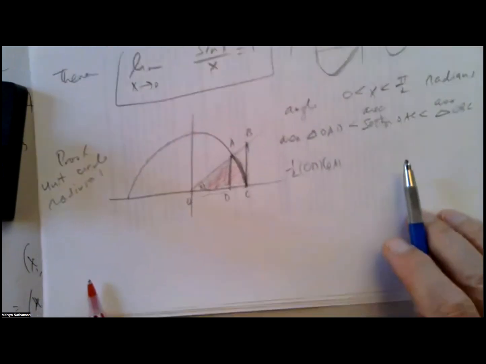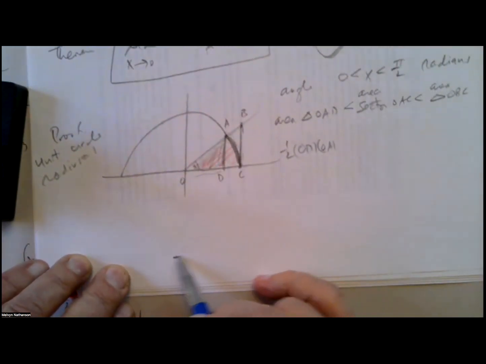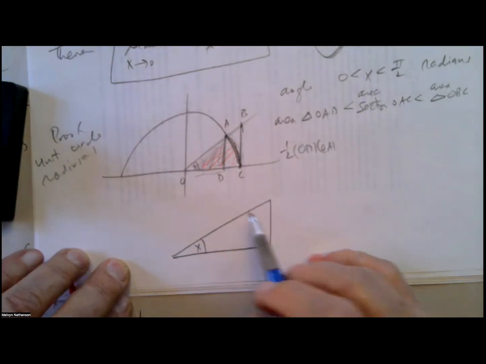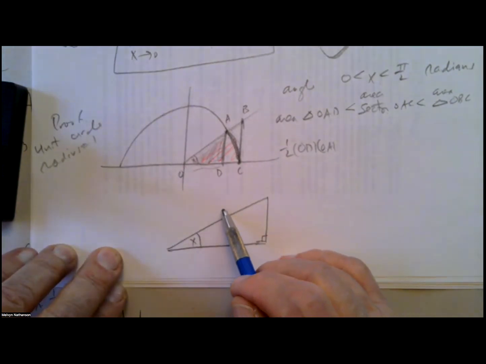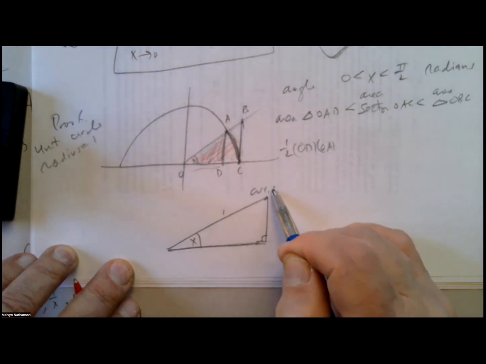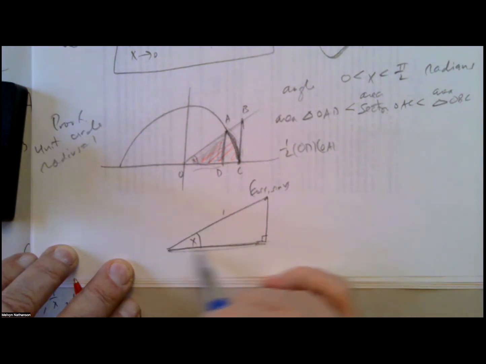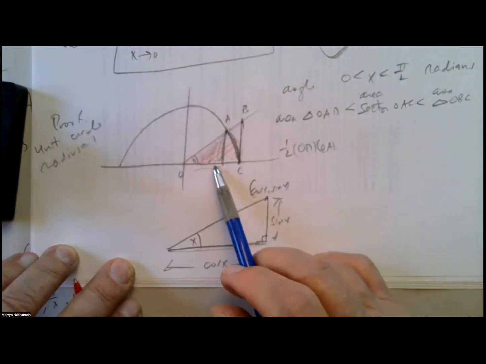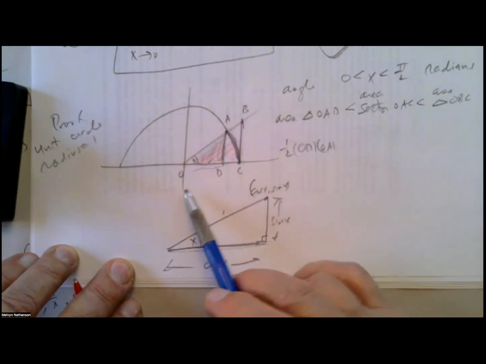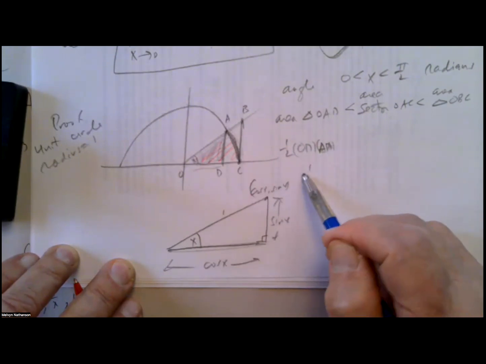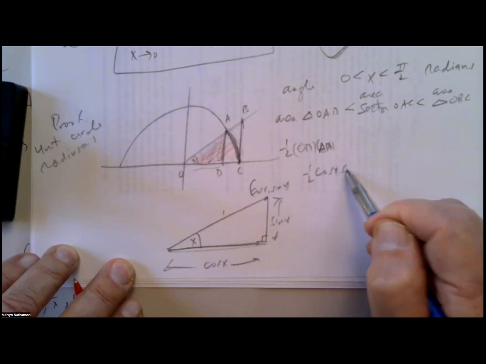Now, let me just remind you, if you have an angle x, and you have this right triangle where the hypotenuse is length 1, the coordinates of this point are cosine x, sine x. That means this distance is cosine x, and this distance is sine x. So OD is the cosine, and AD is the sine. This is 1/2 cosine x, sine x.